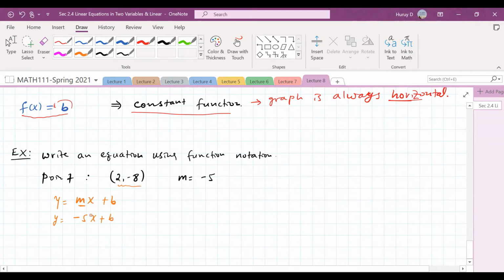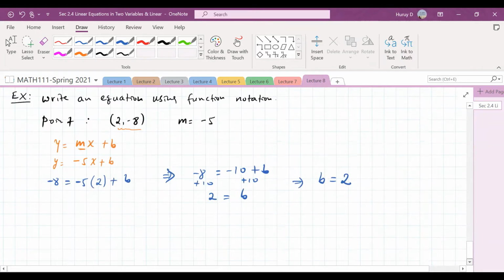So use this for x, substitute this one here and this one here, and then we get negative 8 equals negative 5 times 2 plus b, and we have negative 8 equals negative 10 plus b, and add 10 on both sides. Here we get 2, and here we get b. Therefore, b is 2. Okay?